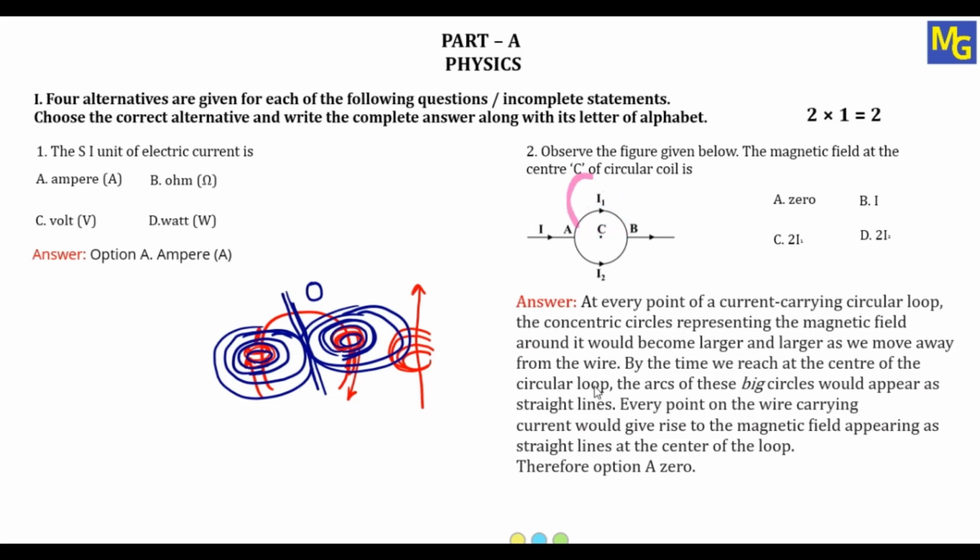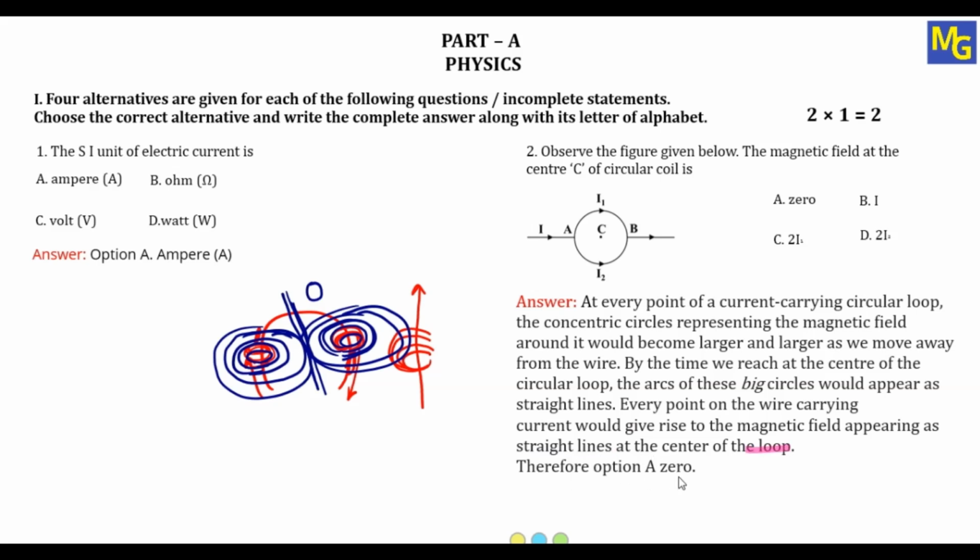By the time we reach the center of the circular loop, the arc of these big circles would appear as a straight line. So at the center, here it will be a small circle, then the big circle, and when we reach the center, here it appears as a straight line. Every point on the wire carrying current would give rise to the magnetic field appearing as a straight line at the center of the loop, and therefore the option is A, 0.